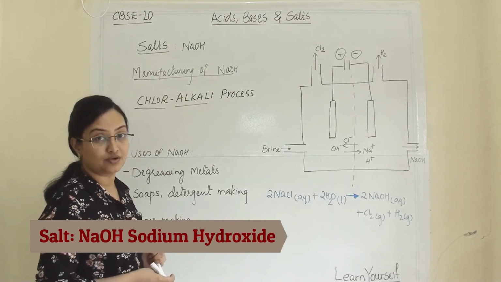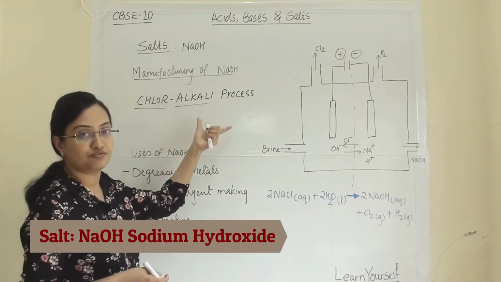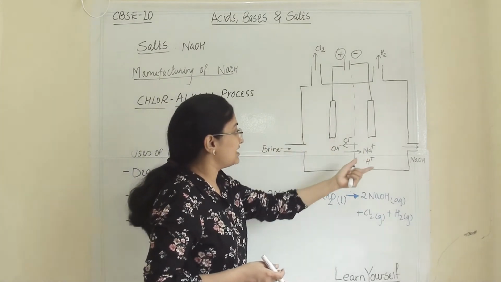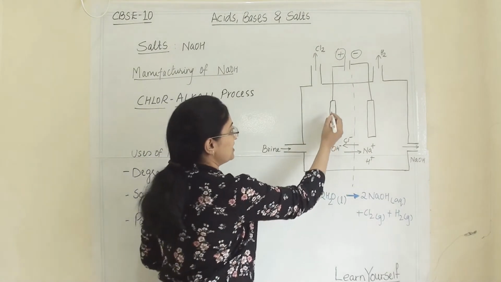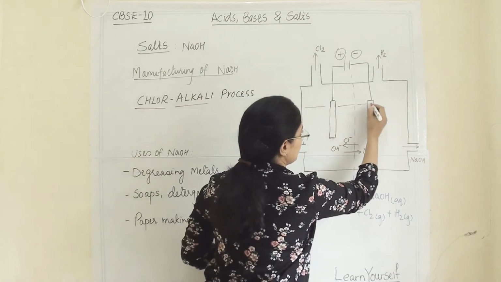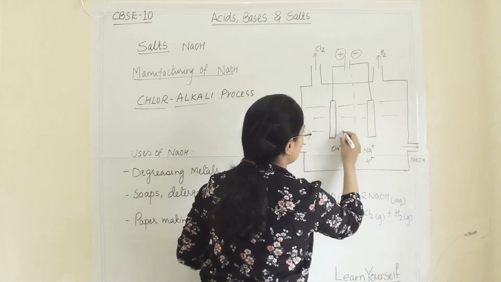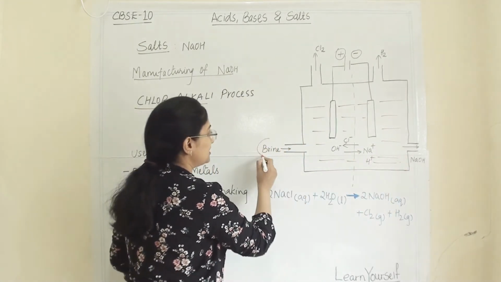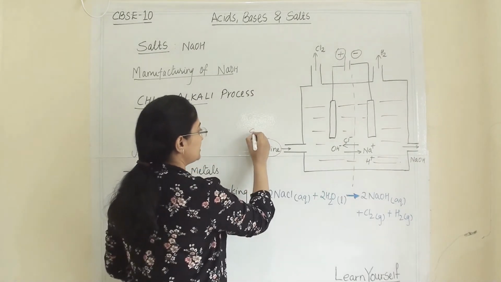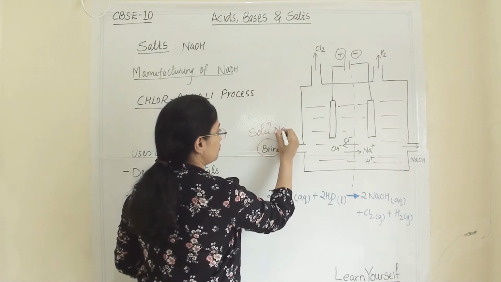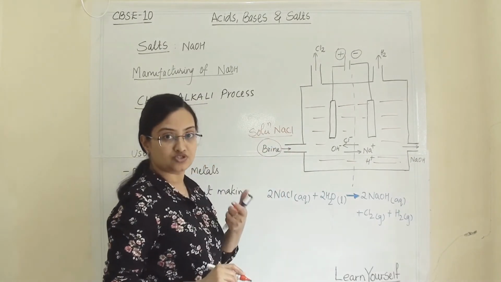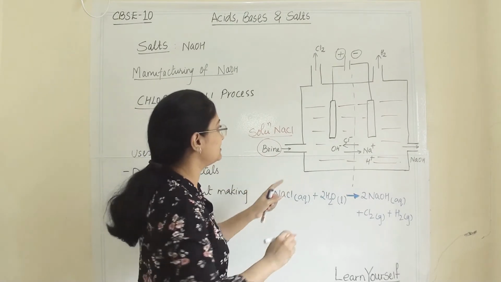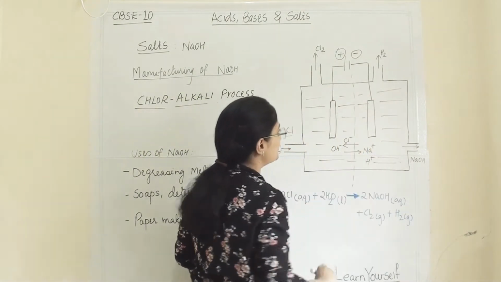Sodium hydroxide, and we are going to study its manufacturing process and its respective uses. So here this is an electrolytic cell. In this there are two electrodes, and this cell is filled with brine water. Now what is brine water? It is a solution of sodium chloride. Sodium chloride is common salt, and the solution of sodium chloride we will pass from this side, and this cell is filled with sodium chloride solution.